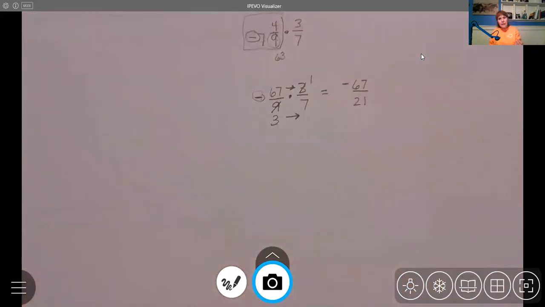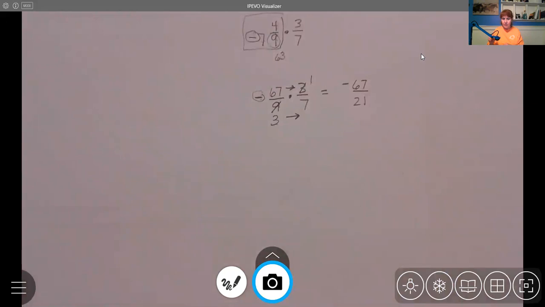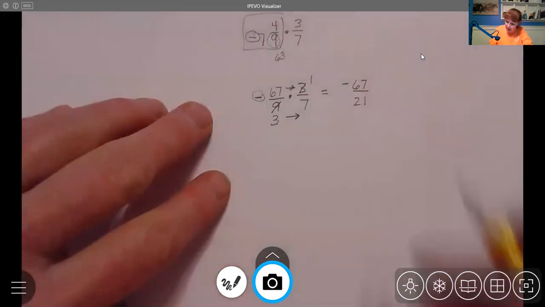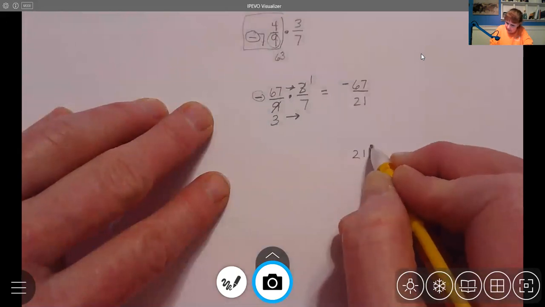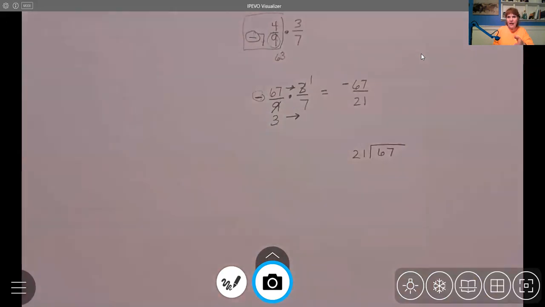All right, so now what we need to do is, unfortunately, change this fraction notation back to a mixed number. So we just multiplied straight across, and you'll end up doing this quite a bit with multiplication. So we're going to take 21 into 67. And again, our answer will be negative, but I'm going to ignore the negative right now as I get this all set up.